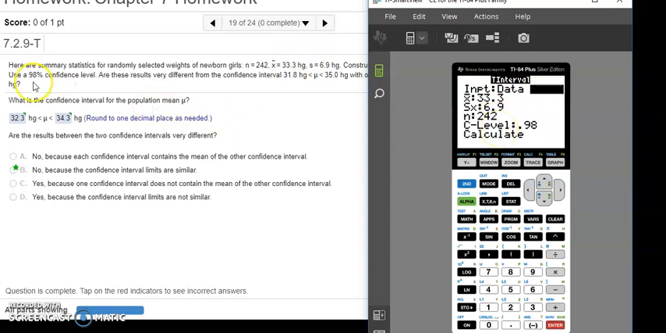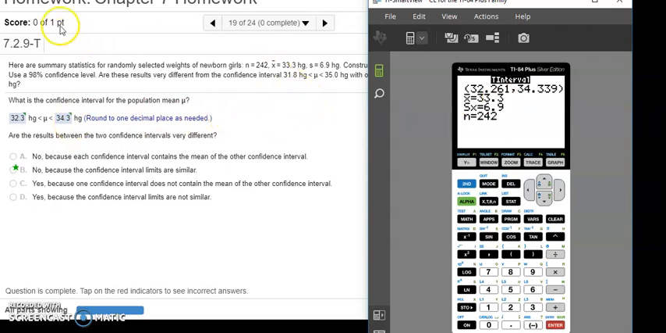And then my confidence level, they gave me for this example is 98%. So I put that right here. Okay, so I'm going to go down and calculate. It looks like an ordered pair, but actually this is the smaller value of the confidence interval. This is the lower limit, 32.3, and this is the upper value, 34.3. So that's the answer for the first part.